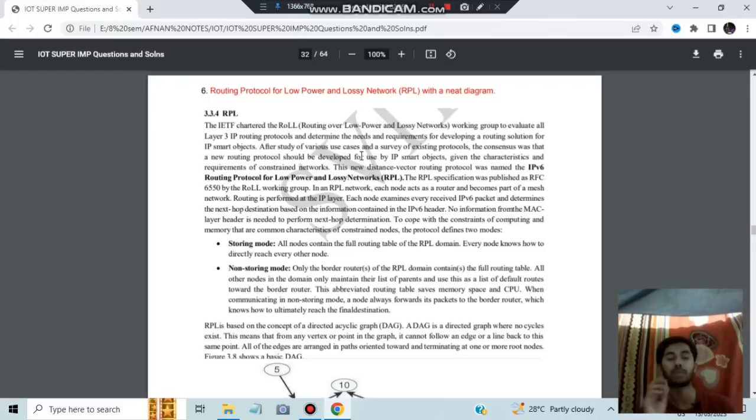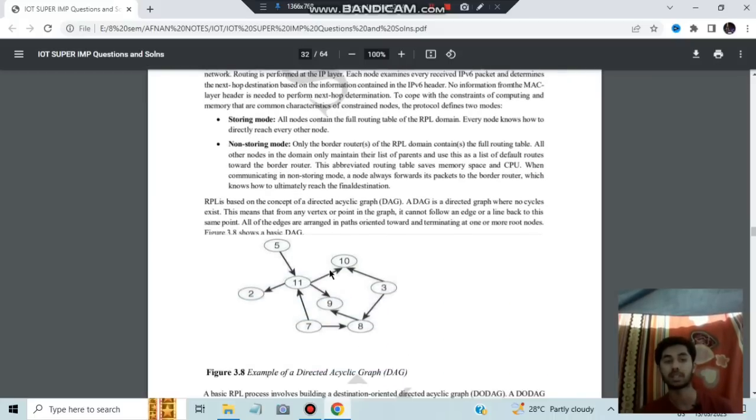The key points you have to write: first, the definition I told. What is the main concept behind RPL? It is for low power and lossy networks which have very limited capabilities, and the protocol is defined for that. Secondly, it uses the IPv6 protocol. Third, it uses two modes, storing mode and non-storing mode. In storing mode, all nodes contain the full information about all the other nodes. In non-storing mode, only the border routers contain all the information. And it uses the DAG. That's the third key point.